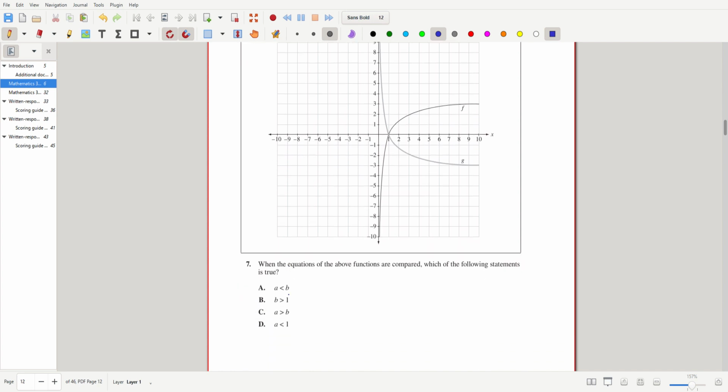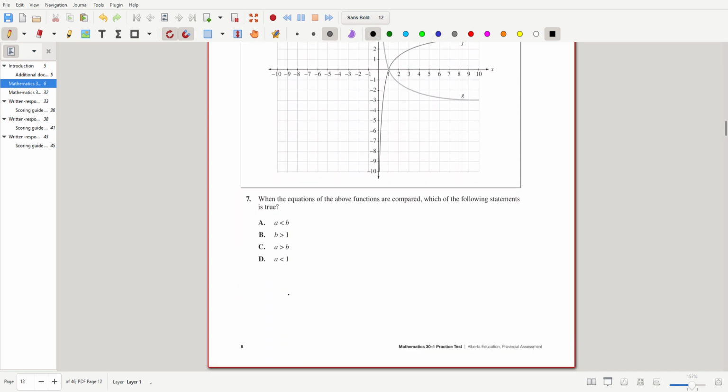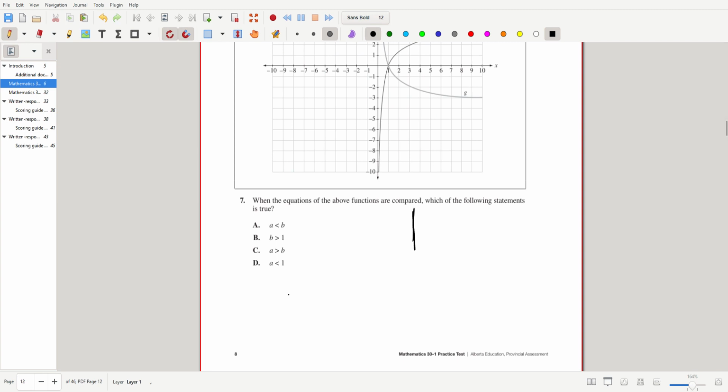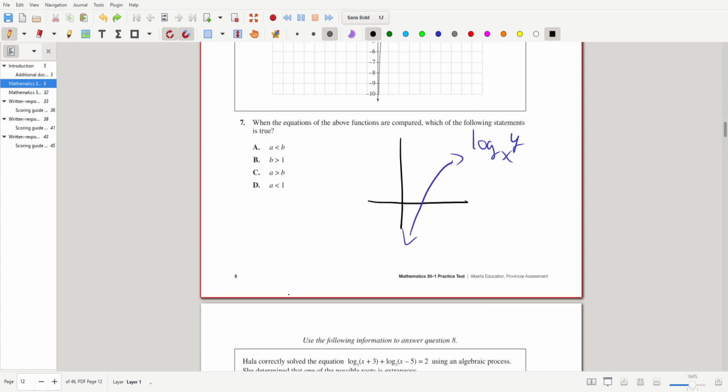Before we move on to this question, I'll just draw an example. For instance, let's say we have a logarithmic function that is shaped like this. It looks like this basically. And we'll call it logarithm of x, y. And we're specifically looking at the x value. Whenever a logarithm is shaped like this, its x value will be greater than 1. Okay? So that's really important.